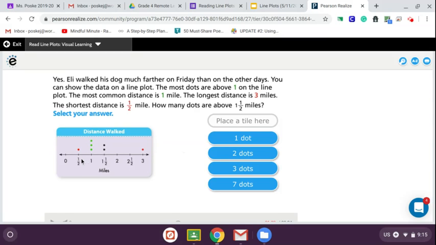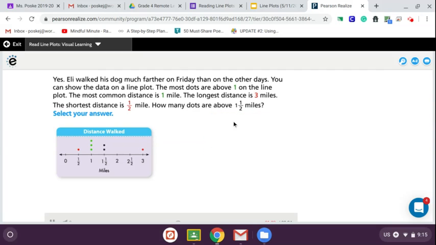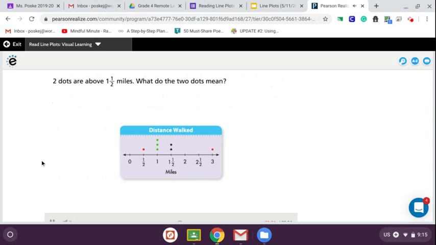If you see it come up once, you put 1 dot. If you see it 3 times, you put 3 dots. This came up 2 times, so I put 2 dots, and then this only came up once, so I'm going to put 1. So the question is, how many dots are above 1 1/2? Well, there are 2. 2 dots are above 1 1/2 miles.